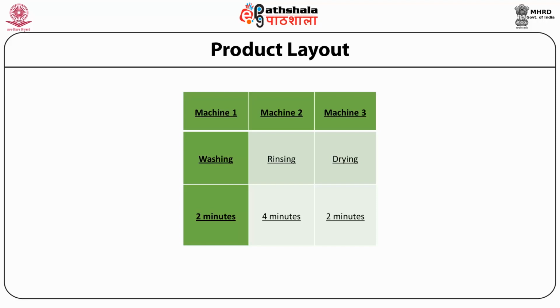Designing of product layout. For example, washing and drying might require only 2 minutes per car, whereas rinsing might require 4 minutes per car, as shown. Now, for instance, a car A enters the assembly line and gets washed in 2 minutes. Machine 2 will get a product for processing after 2 minutes and machine 3 will get A for drying after 6 minutes, by the time car A gets rinsed, which takes 4 minutes.